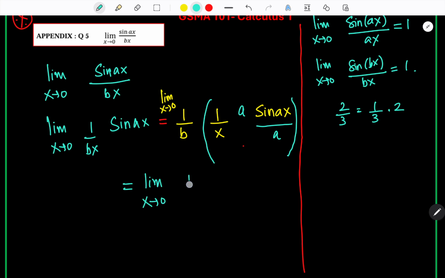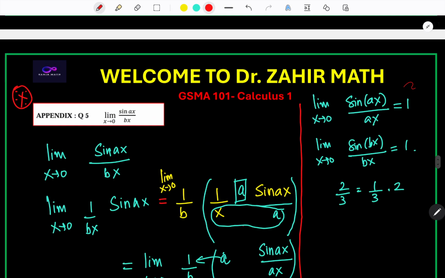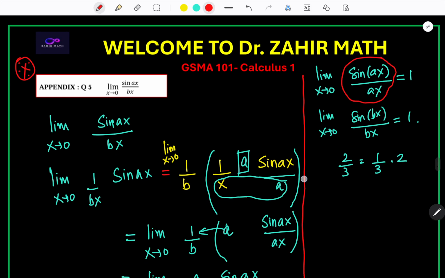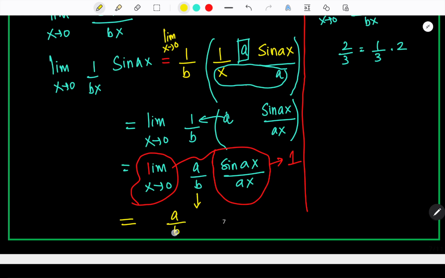Now what happens to this step? Limit x goes to 0 of 1 divided by b, bracket open, sin ax divided by ax, and this a that is missing I write here. So this equals limit x goes to 0, this a I'll take out: a by b times sin ax over ax. Now apply the rule. We got the same situation: ax by ax, so the same angle. Limit x goes to 0 of sin ax over ax is equal to 1. So your answer is just a divided by b.